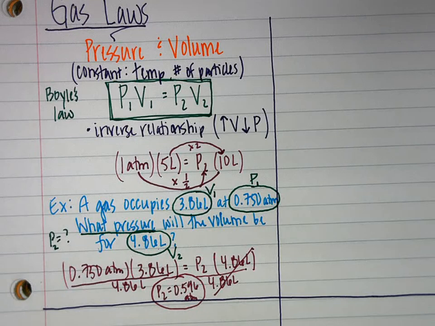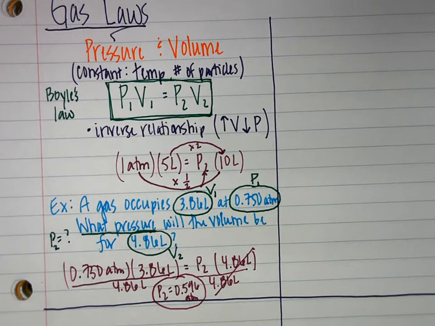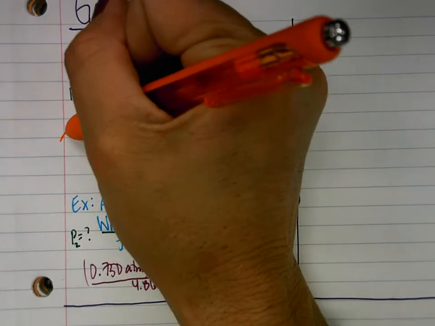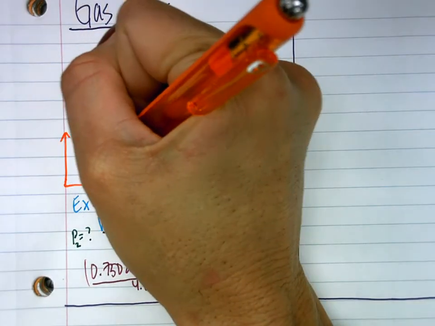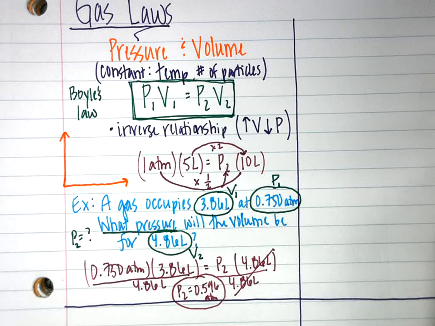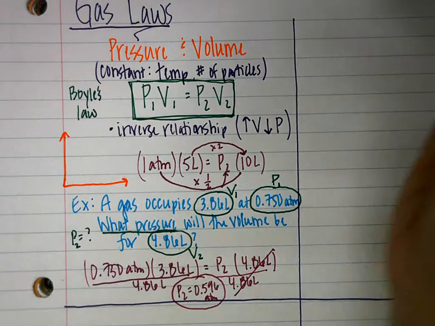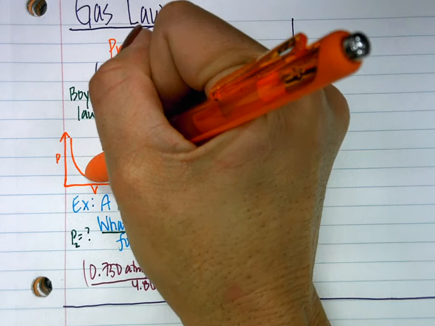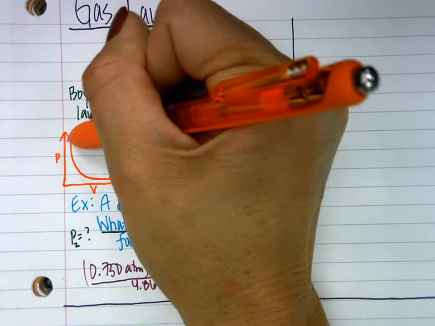All right, and the last thing about this type of relationship is that since it is an inverse, right, if we change the volume, if the volume increases, our pressure is going to decrease. So it is an inverse relationship. So there's that graph. Sorry, forgot about that.